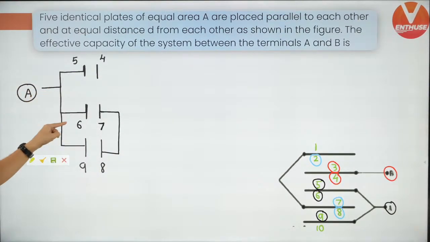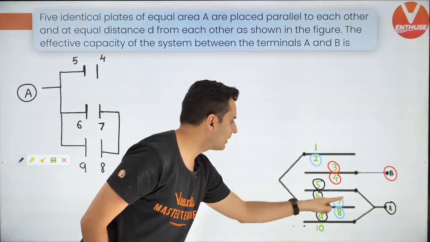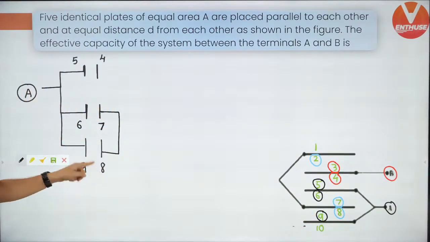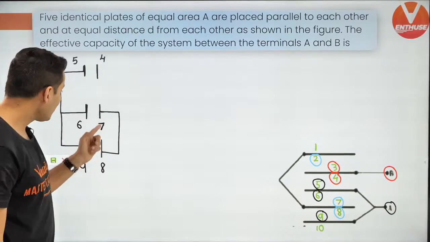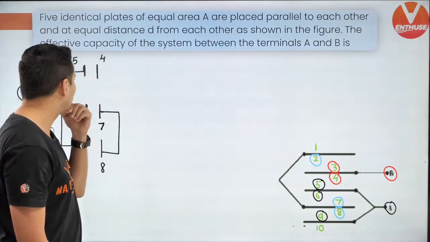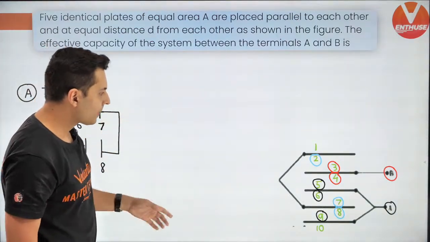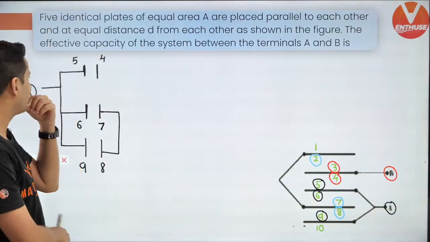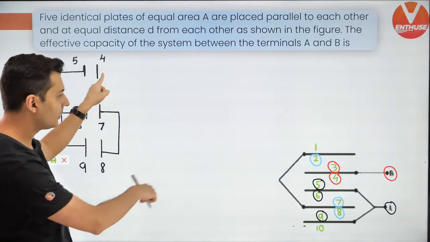Look at that. A is connected to 6 and 9. Opposite 9 you have 8, and opposite 6 you have 7. 7 and 8 are connected to 2. But where is 2? I don't know, let's think about it later. But opposite 5, you have 4, guys. That is also taken care of.